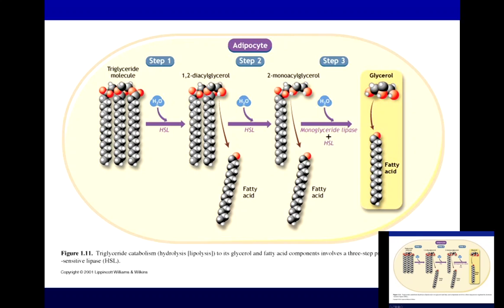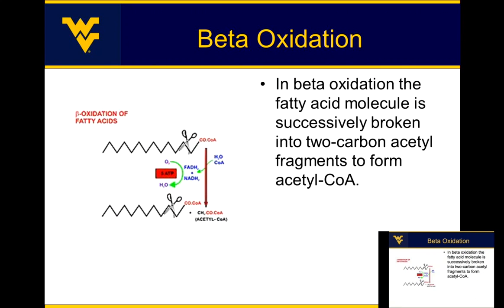So you take one off and now you have a diglyceride, you take two off and now you have a monoglyceride. Or at the very end, what you want is to break the triglyceride molecule down into the glycerol backbone and three long chain fatty acids. Each of these then goes out of the fat, is bound to albumin, taken to the muscle, and can be used for energy.